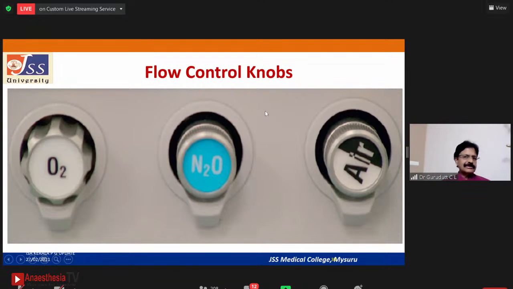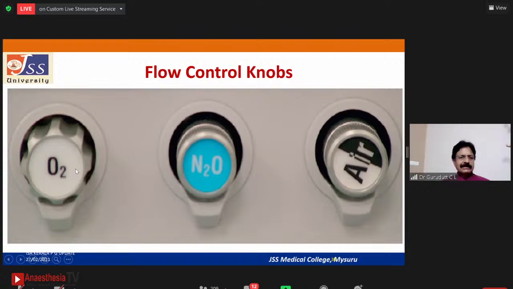Now coming to the flow control knobs. Many times this is another question they'll ask you. The flow control knobs are touch coded and color coded. Here you can see oxygen is white, nitrous oxide is blue, and air is black and white. The oxygen flow control knob is the largest compared to nitrous oxide and air, and it is cylindrical compared to these two, which are conical. The flutes of the oxygen knob are widely placed, so just by touching it you can know that you are touching oxygen, whereas on nitrous oxide and air they are narrowly placed.